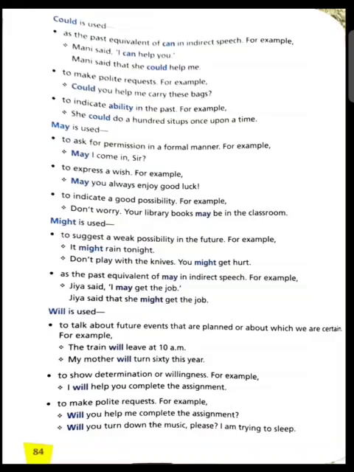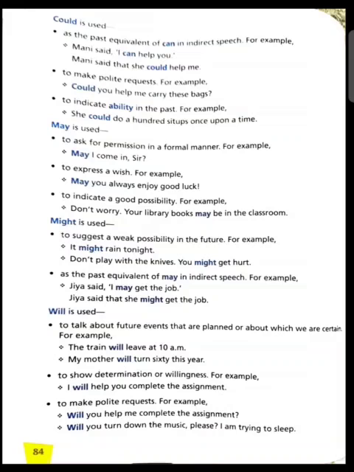Now moving ahead, let's understand about may. So children, may is used to ask for permission in a formal manner. Remember that can will be used to take permission in an informal manner, but may will be used to take permission in a formal manner. May I come in, sir? Such type of question and such type of permission will be there. And may also can be used to express a wish: May you live long, may you always enjoy good luck, and to indicate a good possibility. So for that you will also use may.